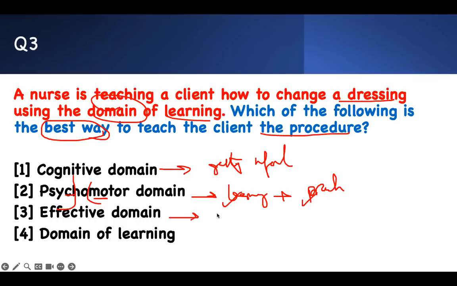Affective domain, basically you're telling them how important the learning is and how it affects their life. So if they have diabetes and you have to take insulin so that your diabetes doesn't get worse, that is the affective domain. There is nothing like a domain of learning. The domains of learning are these three: cognitive, psychomotor, and affective.